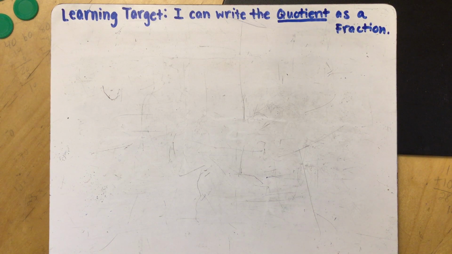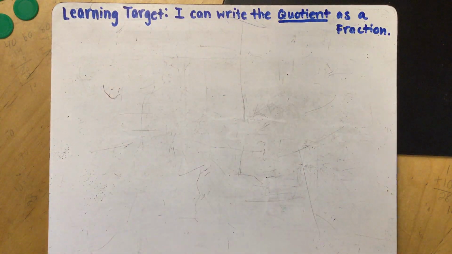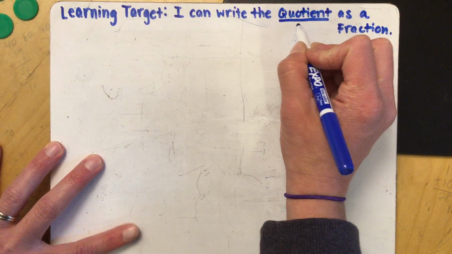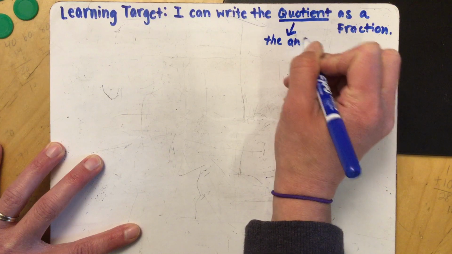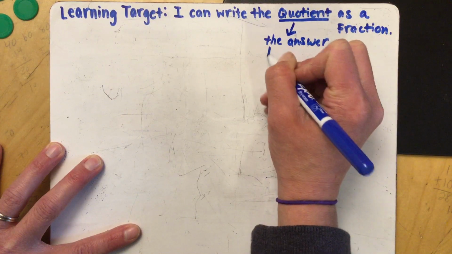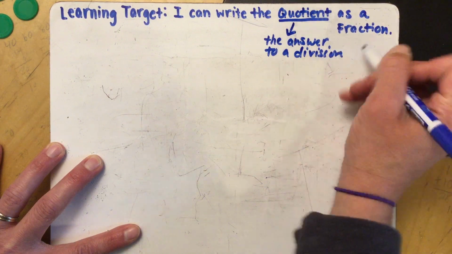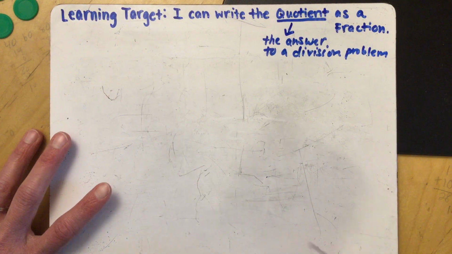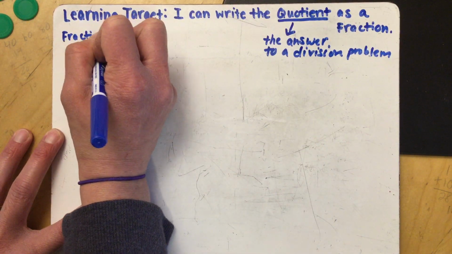Today our learning target is I can write the quotient as a fraction. Before we get started, some reminders and some vocab: quotient means it's just the answer to a division problem. So we're going to be working on that today, and I'll show you some ways fractions can look. And we talk about writing fractions.